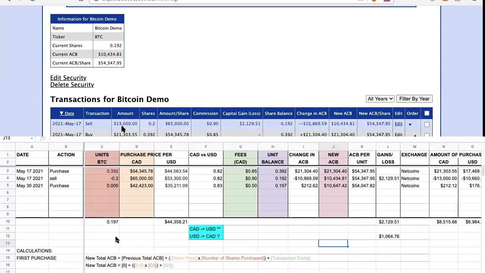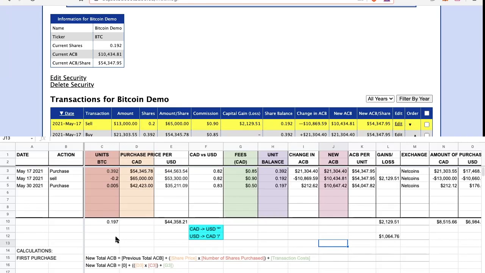And if we compare, we're looking at top, we had a sale. The amount was 13,000, and it matches my 13,000. Now notice I have minus signs because I'm subtracting it from what I put in. So my calculations just come up minus. We sold 0.2, price was 65,000, commission was 90 cents. Now there was a gain. Let's see if we did our calculation. $2,129.51. And my calculation exactly matches. And the new ACB, which is important, is 54,347. It matches. So I know that what I've done is correct.